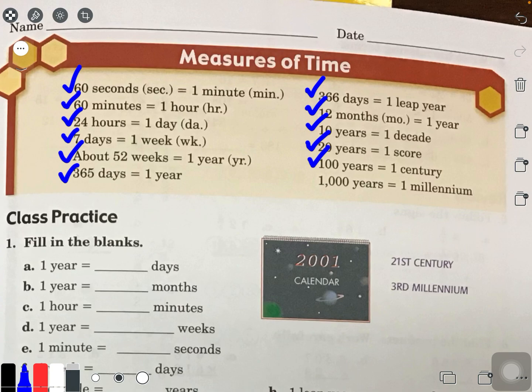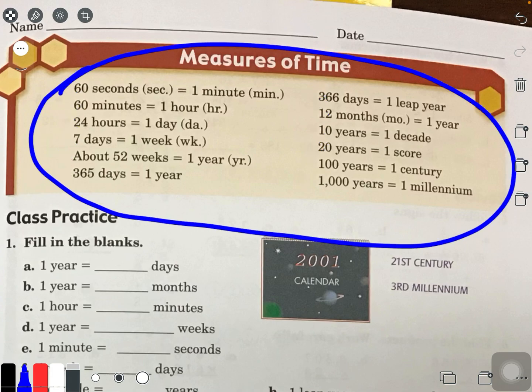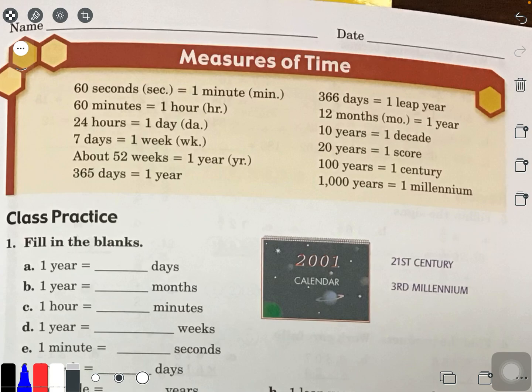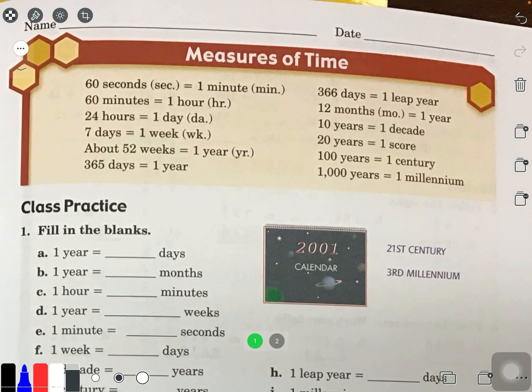1 century is 100 years. Some people, like I said, get to live to be a century. 1 millennium is 1,000 years. People can't live to be a millennium. So make sure that you know these. It's important to know these for the future.